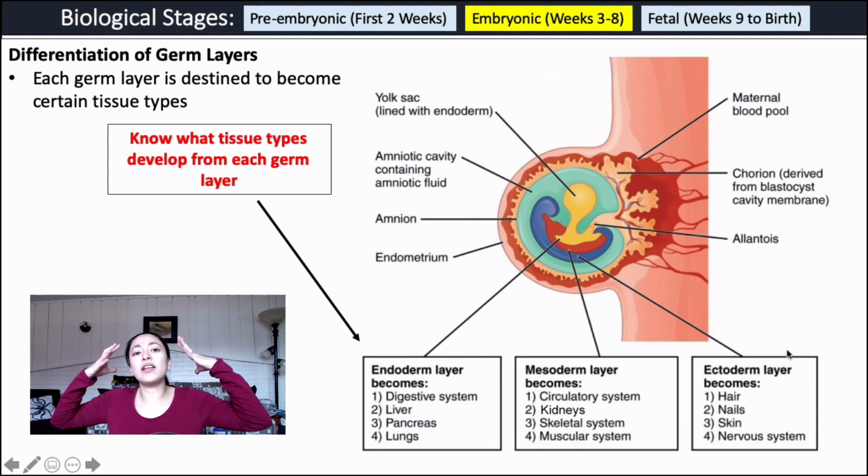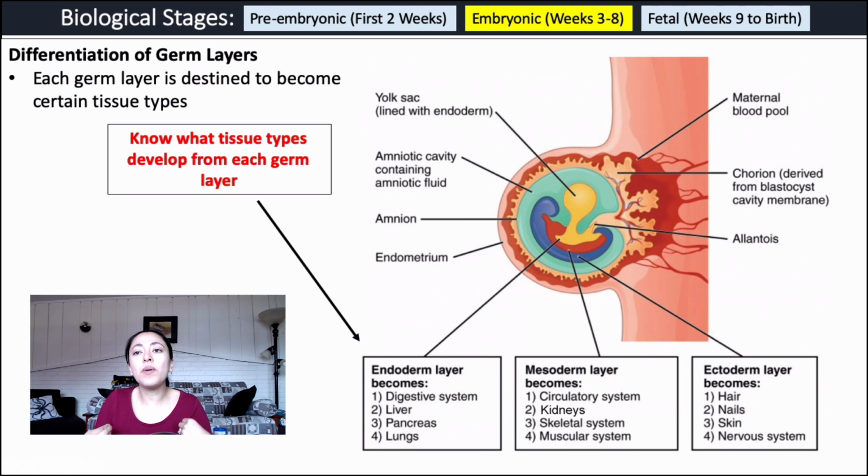So I always remember that it's going to form anything on the outside of your body as well as things that help to detect your outside world. So these would include things like your hair, nails, skin, and also your nervous system, because your nervous system helps you detect the world around you.